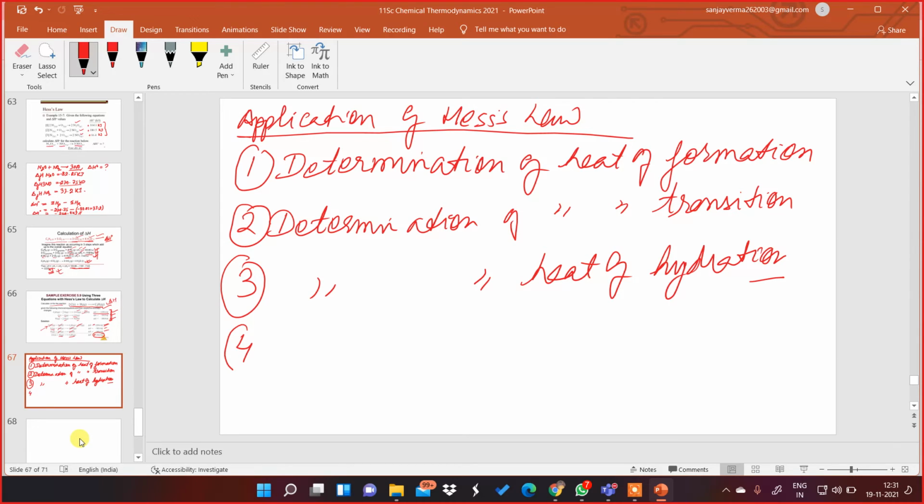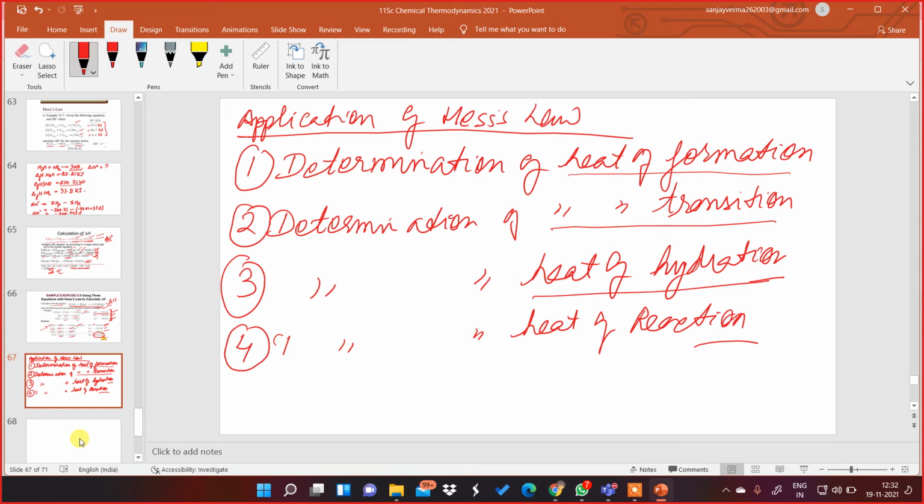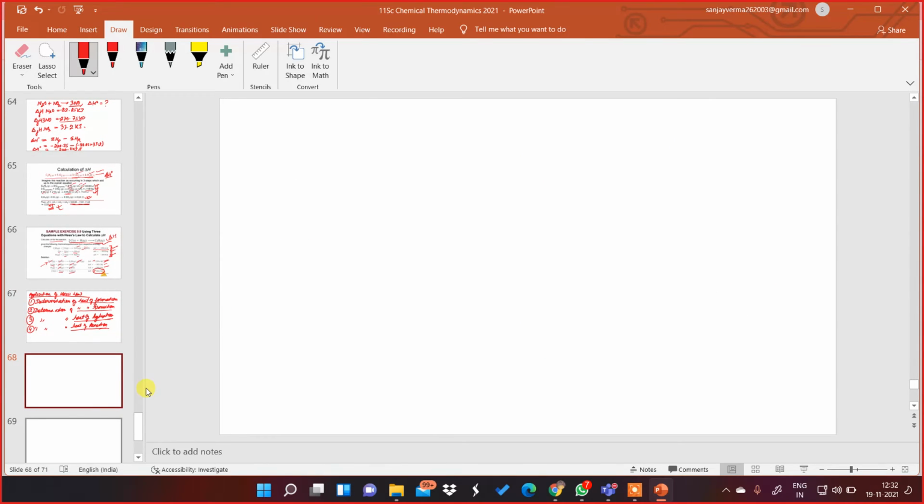Then we have application number 4. With the help of Hess's law, it can help us in the determination of heat of reaction, which you have seen just now, in one previous numerical which I did. Okay, so these are the various applications: calculation or determination of heat of formation, heat of transition, heat of hydration, and heat of reaction. So let us do one numerical and try to understand how we can apply Hess's law.